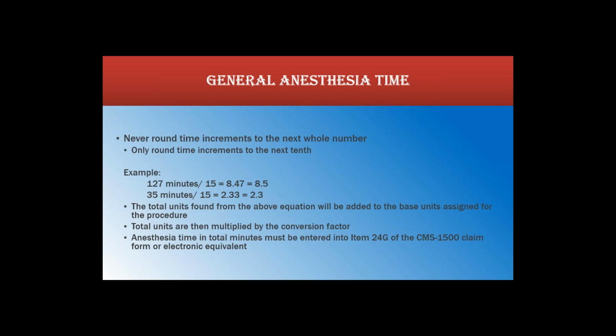A second example would be 35 minutes of anesthesia time. We would again divide this by 15. This would bring us to 2.33, which we would round down to 2.3. The total units found from the above equation will be added to the base units assigned for the procedure. Total units are then multiplied by the conversion factor. Anesthesia time and total minutes must be entered into item 24G of the CMS 1500 claim form or electronic equivalent.